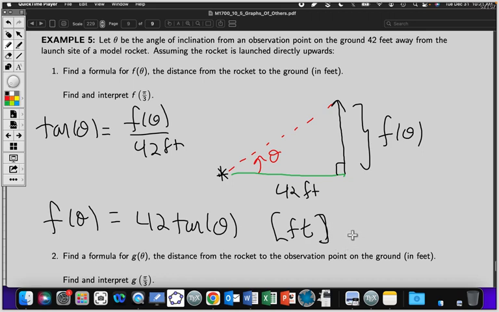Find and interpret f of pi over 3. So if I plug in pi over 3, I get 42 times the tangent of pi over 3. Tangent of pi over 3 is root 3. So 42 root 3 would be my output, which means that when the angle of inclination is pi over 3 radians, the rocket is 42 root 3 feet off of the ground.